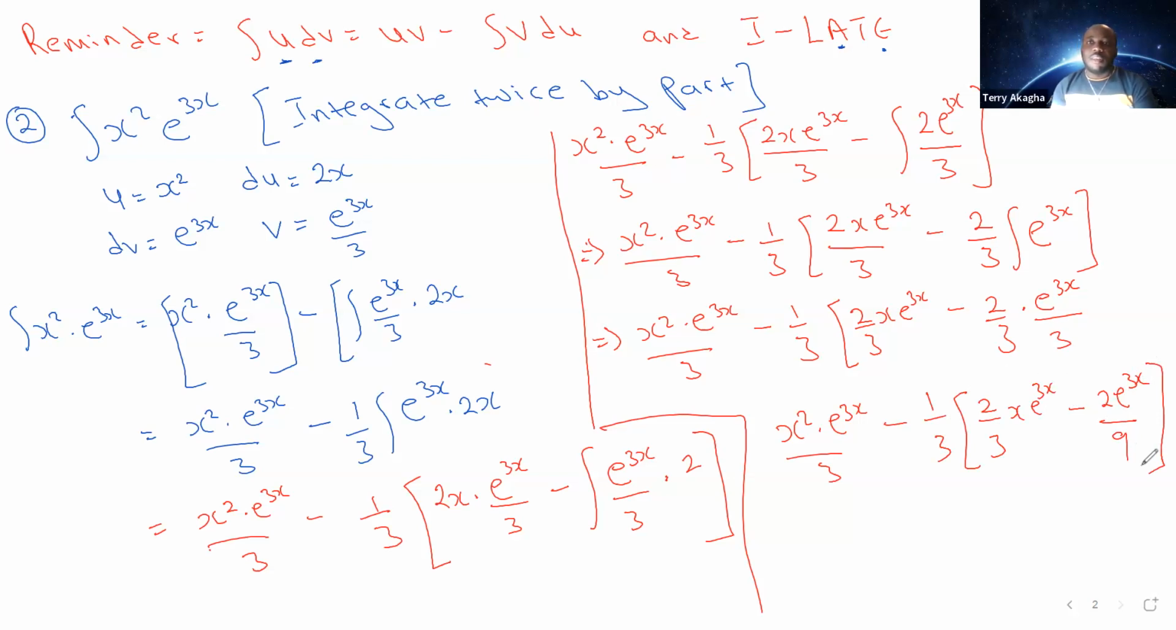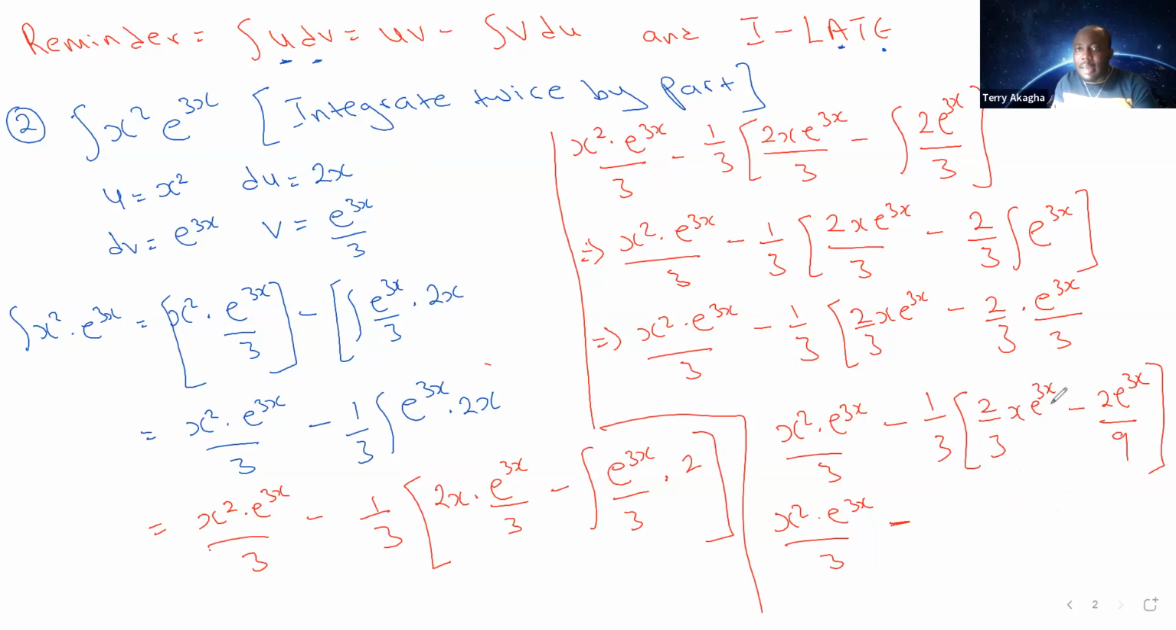Can you see? Then I can open the bracket and I say x squared dot e^3x over 3 minus 2x. So I'm going to open, multiply 1 over 3 with this. So it'll be 2x e^3x over 9. Can you see? Or better still than doing that, I can just collect like terms here. All right. So it will be easier. Okay. Let's collect like terms here.